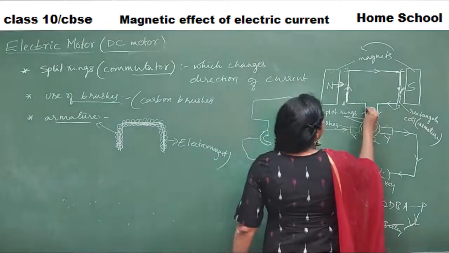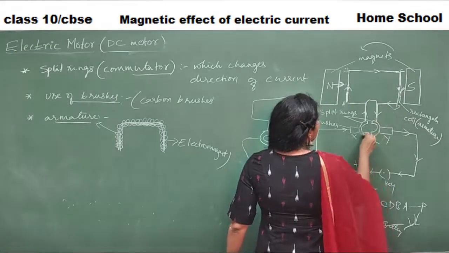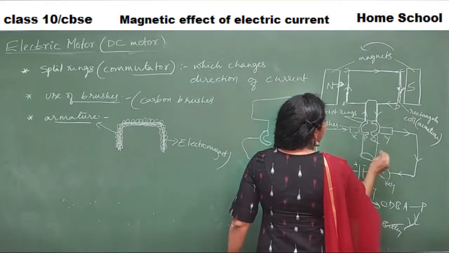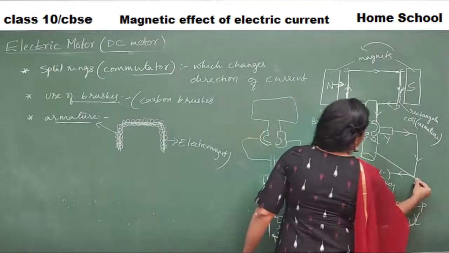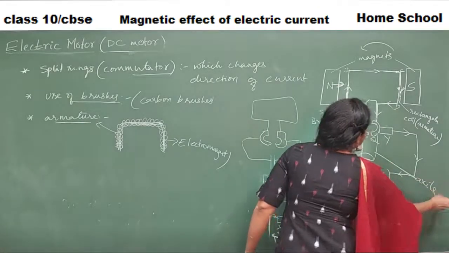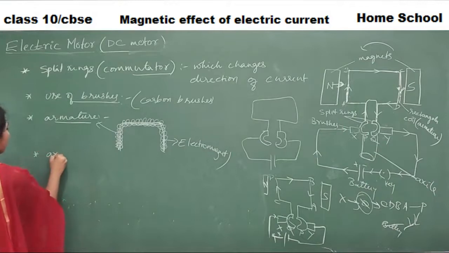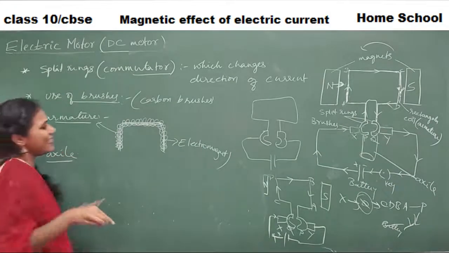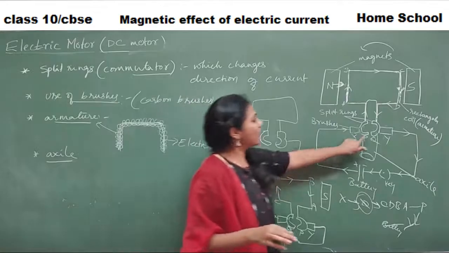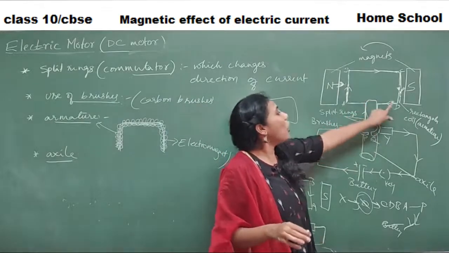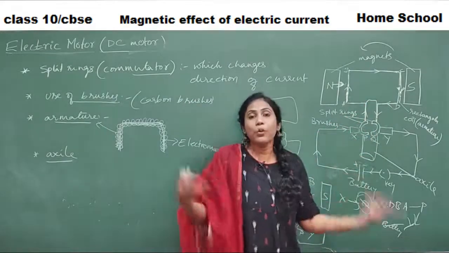Okay, and one more thing, in your NCERT textbook, whatever figure was there, you would have observed one thing, right? Say you had another structure, something like this. They called it an axle. So what do you mean by axle? It is just an extra fitting, guys. Along with the split rings, along with the coil, this axle also will move.